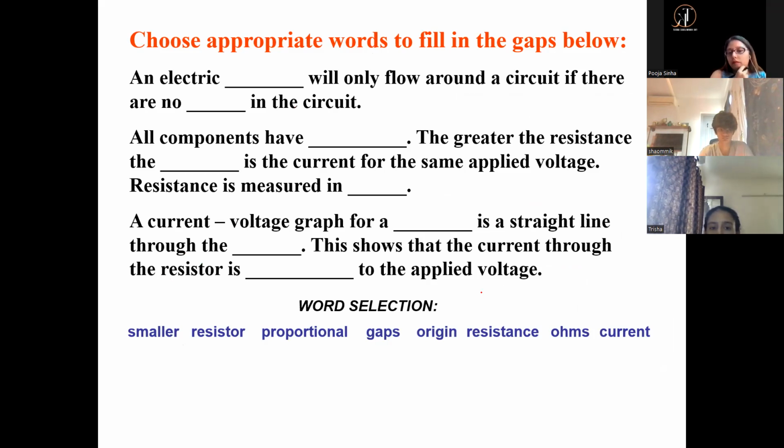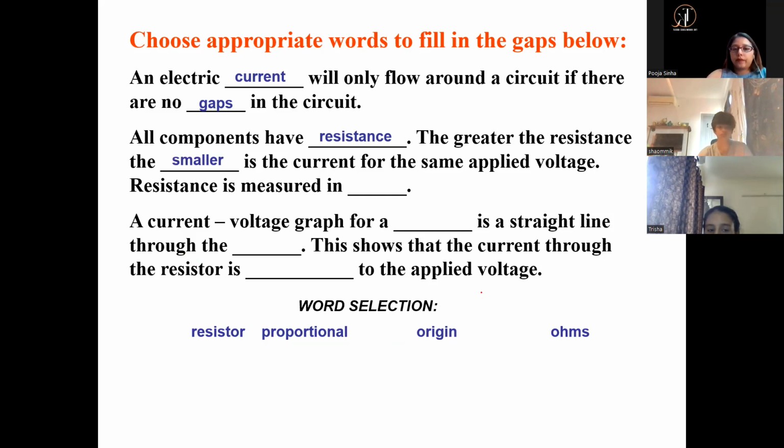The electric current will only flow around a circuit if there are no gaps in the circuit. Okay. Shamik? All components have resistance. Continue the next line. Greater the resistance, the smaller is the current. Correct. For the same applied voltage.